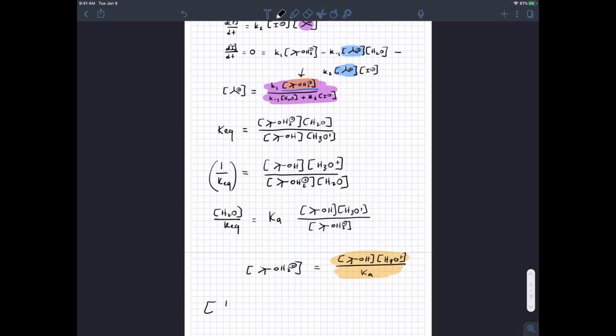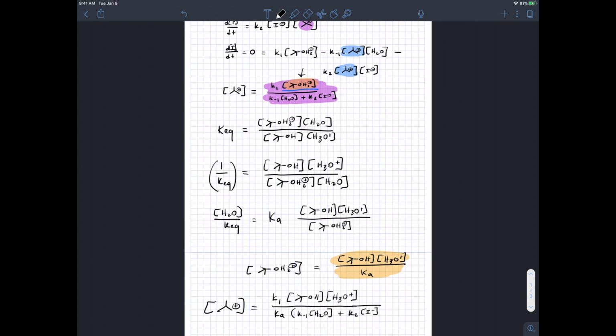So the concentration of carbocation at any given point equals K1 times concentration of alcohol, which presumably we can measure, times the concentration of hydronium. We can measure that by pH. And then on the bottom we have Ka times K minus 1 times H2O plus K2 times iodide concentration. You with me so far? Do you see what we did?